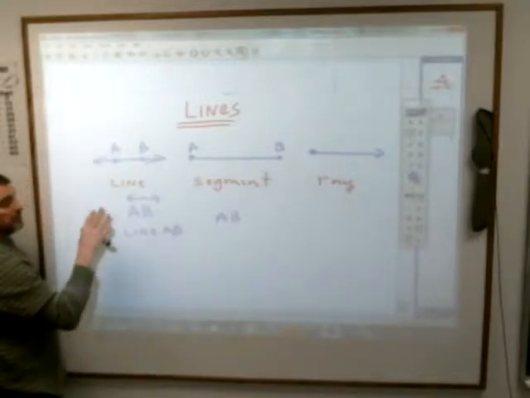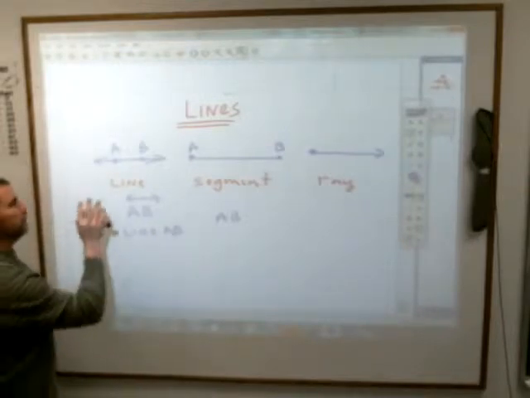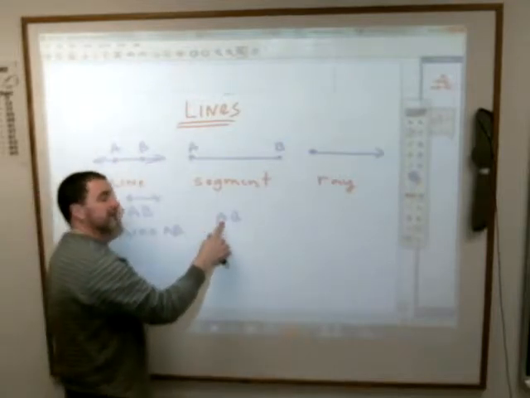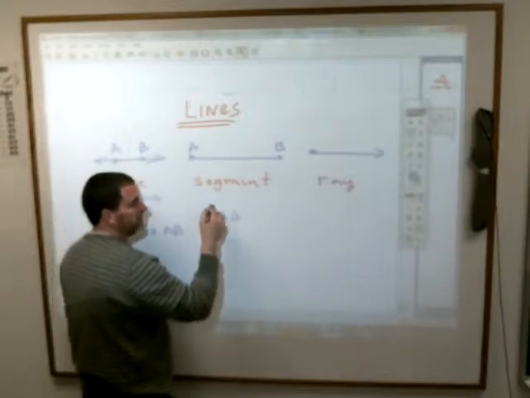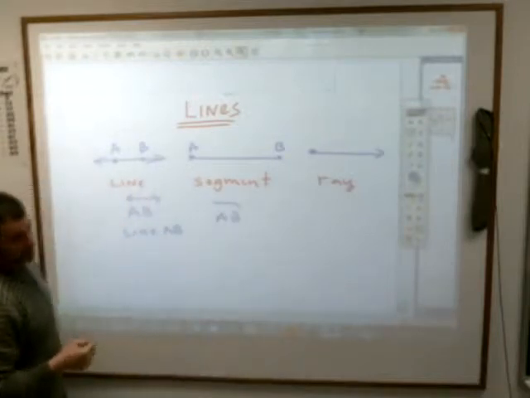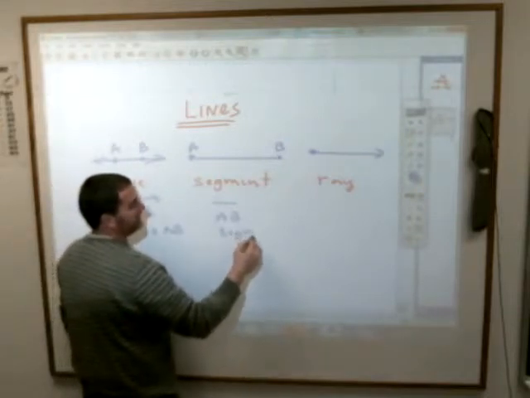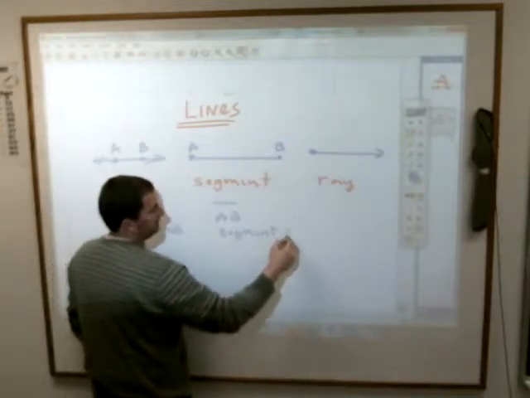So you can't just put the letters A, B there because somebody doesn't know if you're really just talking about that whole line, or if you're just talking about that segment. And if you're just talking about the segment, then you do that without the arrows. And without the arrows, somebody knows you're talking about just segment AB.